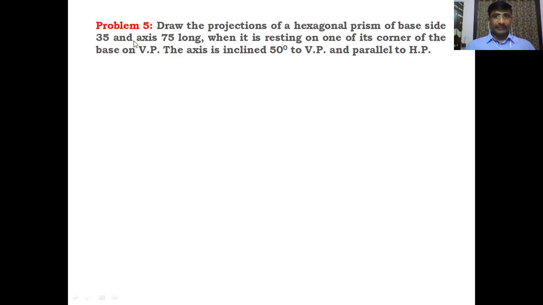The base side is 35 mm, and the axis is 75 mm long. It is resting on one of its corners, so this is a corner problem. You have to draw the corner on the right side of the solid, then only can we rotate it in the second stage. So first you have to concentrate on the corner of the base on the VP. That corner is on the VP.